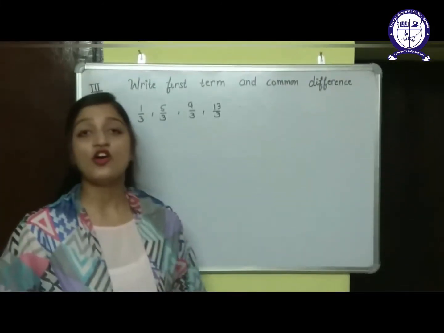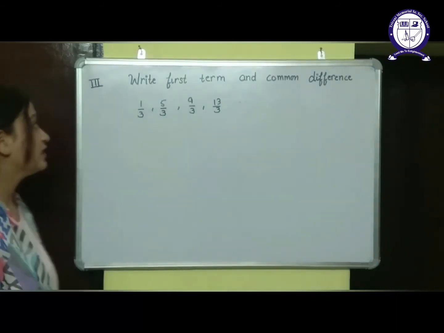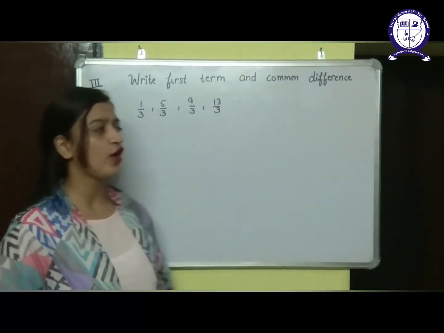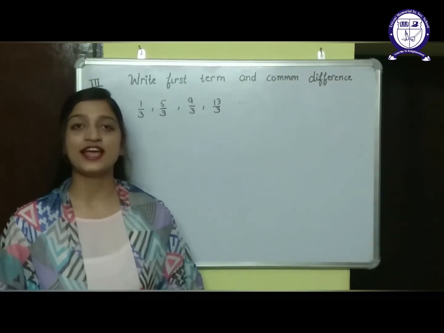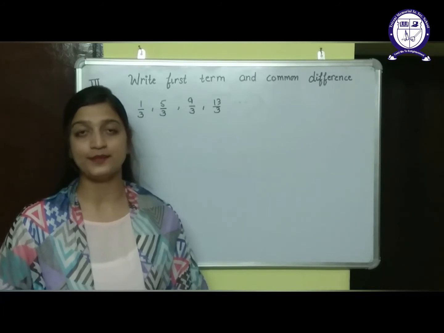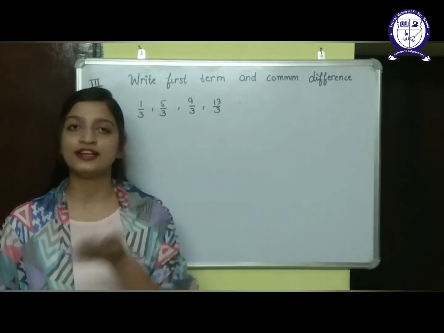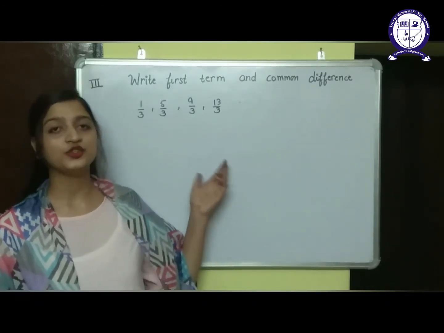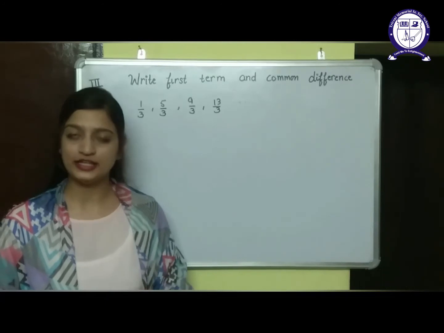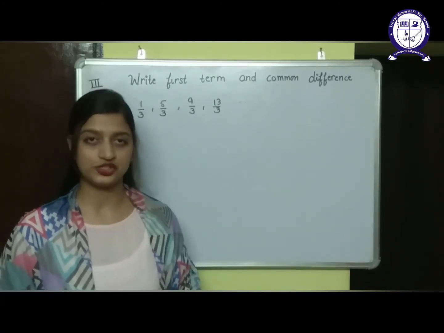Now coming to the third type of question in this exercise, that is write the first term and the common difference of the AP. Now this question is the exact reverse of the second type. In the second type, A and D were given and you need to find the AP. In this type, you are given the AP and you need to find the value of A and D. So that means it is the reverse of that question.